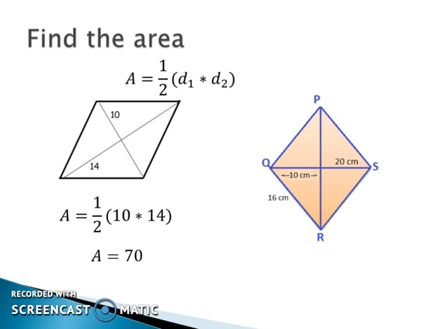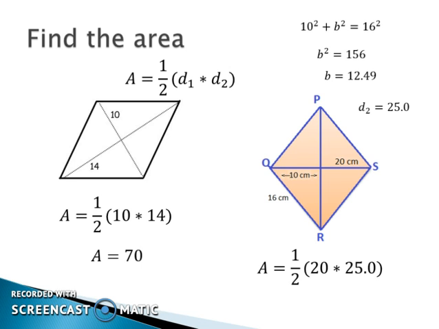On this rhombus, it specifically tells us. So the 20 is the whole diagonal from Q to S. And then it tells us from Q to the center is 10. We also know that QR is 16. We can use the Pythagorean theorem. One of the side lengths is 10. The hypotenuse is 16. To find the other diagonal, we're going to do 16 squared minus 10 squared to get 156. So B equals 12.49. So the whole diagonal is twice that, which is 25. So one of our diagonals is 20, the other one's 25, and we get 250 for our area.